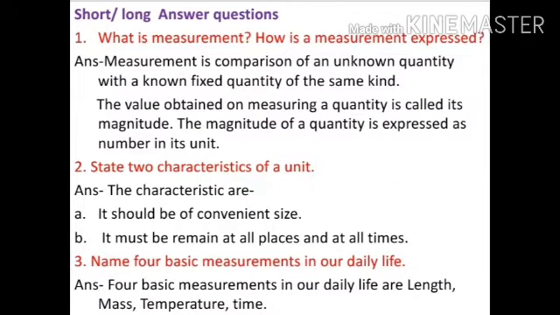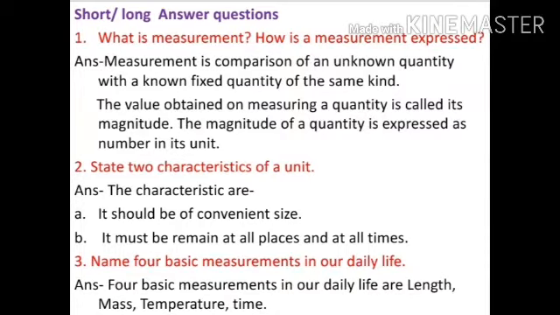Question number 1, what is measurement? How is a measurement expressed? The answer is, measurement is comparison of an unknown quantity with a known fixed quantity of the same kind. Next answer is, the value obtained on measuring a quantity is called its magnitude. The magnitude of a quantity is expressed as a number in its unit.